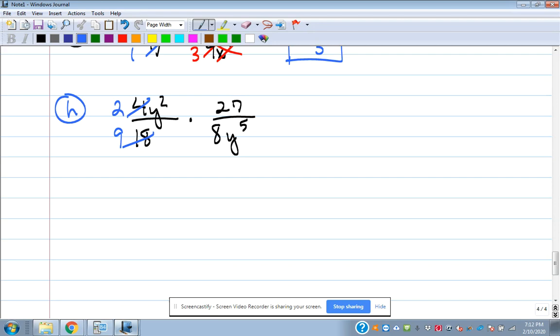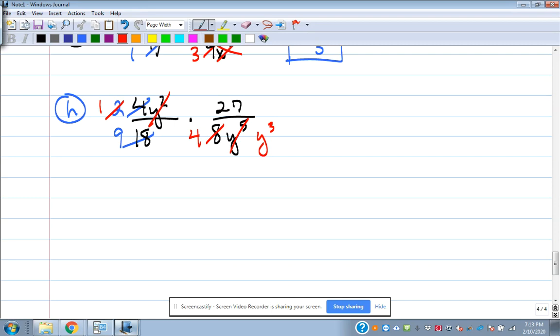So, this direction. 2 and 8 definitely has something going on. So 2 goes into itself once, into 8 4 times. And how many y's get canceled out? 2, and there are how many left over? Where are they at? They're on the bottom of the second fraction, right? So it's y cubed down there. So this goes away, and this becomes y to the third.